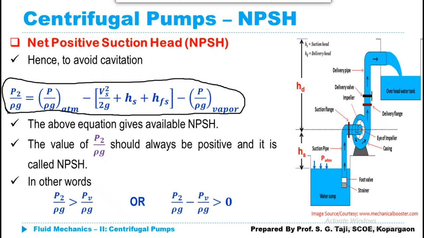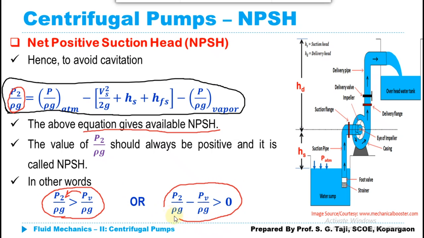So I can write down that expression in this form, and the value of this expression, that is this value of P2 upon rho g, should be positive, and this is called net positive suction head. Or in other words, I can simply say that P2 upon rho g should be greater than PV upon rho g. And if I take it on the LHS, what I am getting here is P2 upon rho g minus PV upon rho g should be greater than 0.